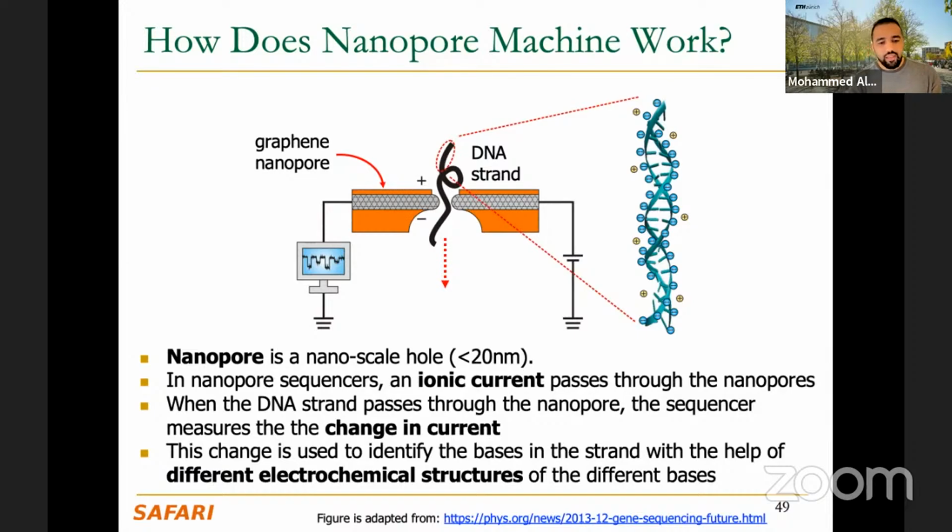So yeah, these are the things I was explaining. You measure the change in the phase or in the amplitude so that you can know what the exact base is over there. But as you see here, the change in the current sometimes can be random. It's really challenging. So the step that we call base calling is very expensive compared to Illumina.